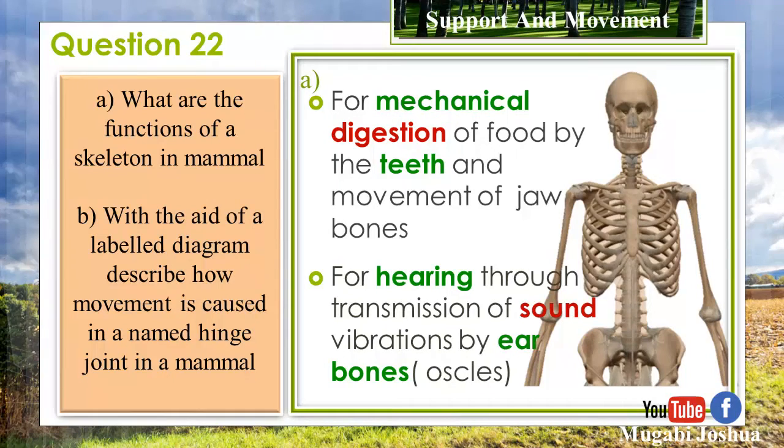They are also used in hearing through the transmission of sound vibration by the ear bones, which we call the ossicles. Now, when you move to the ears, there are bones which we call the ossicles. Those ossicles are the malleus, incus, and stapes. Those are bones found in the ear, and they help in hearing through the transmission of the sound vibration.